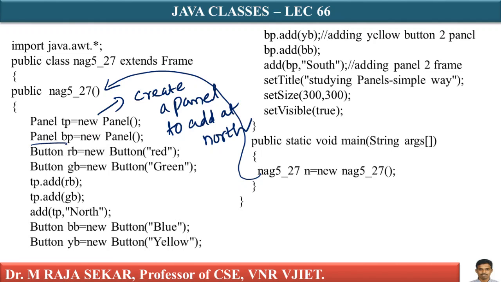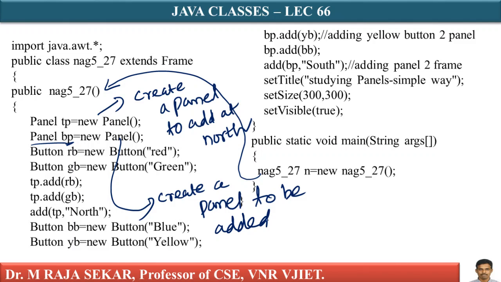In a similar manner, Panel BP means what? Bottom panel. Panel BP equal new Panel. What is the meaning of this? I am creating a panel to be added at south. Bottom means south, isn't it?